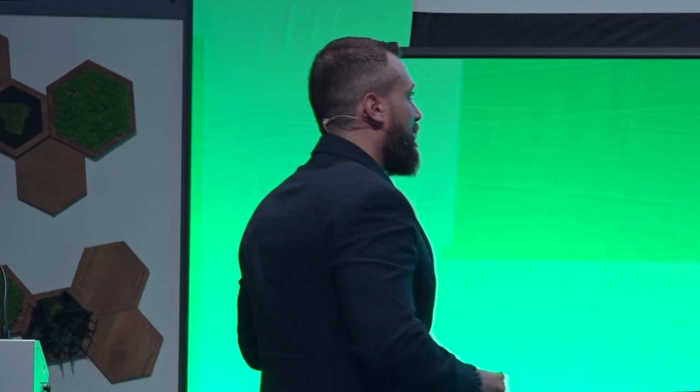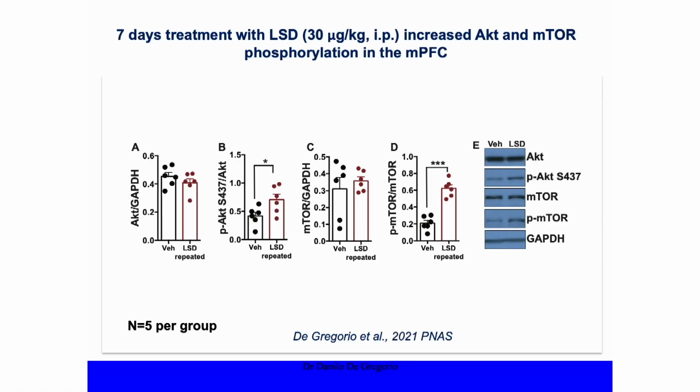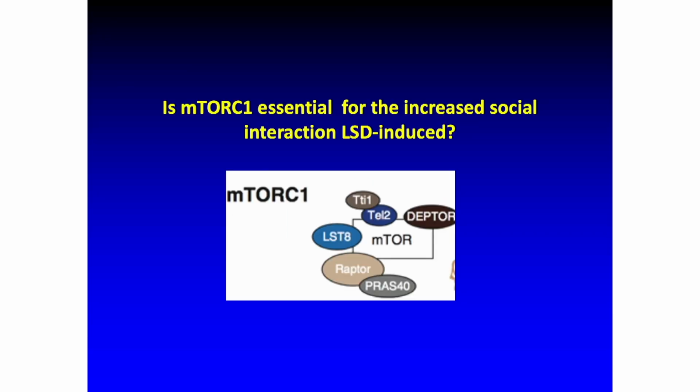And in our animals, we found that in the medial prefrontal cortex, the LSD administration increased the phosphorylated level of phospho-mTOR, and also another protein, phospho-AKT, which in turn activates mTOR. So we questioned basically how much this complex of proteins is important for the prosocial effect of LSD.